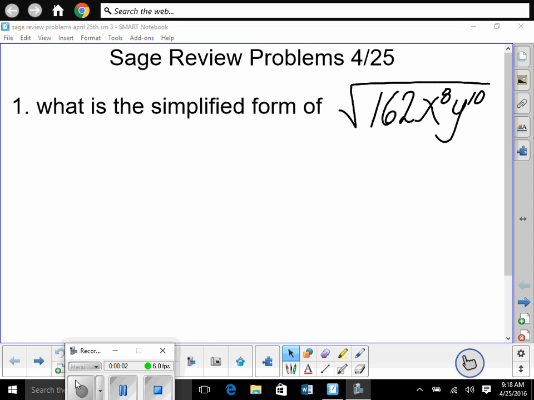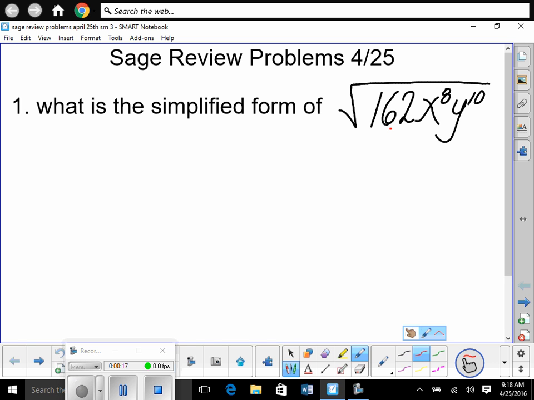Simplified form of this. Now I need you guys participating, like speaking up today. Let's fly through this. So when it says what's the simplified form, we're dealing with a radical, right? Square root function. Don't we break it down, pull out groups of 2 since it's a square root. Okay. So go, calculators out.